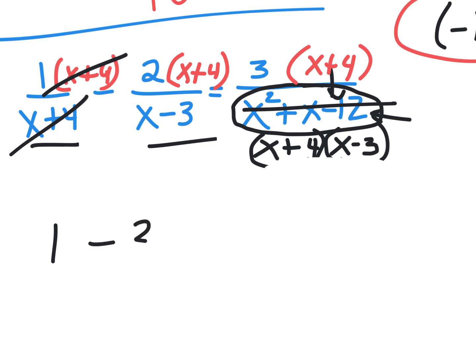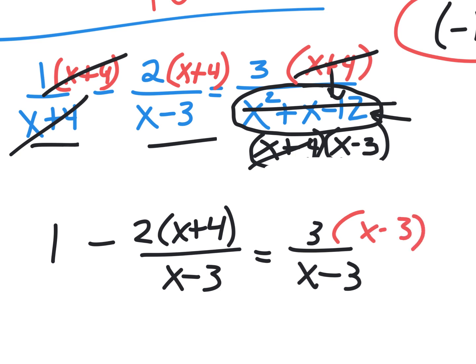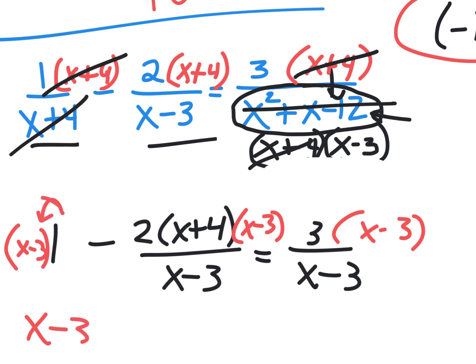1 minus 2 parentheses x plus 4. Should I multiply it out? Well, I could. I don't have to yet. Equals, and then this canceled this, so it's 3 over x minus 3. Now I'm going to multiply by the x minus 3 everywhere. And I'm left with x minus 3, because 1 times it, it just keeps it the same. And this cancels this. And now maybe is a good time to multiply -2 by both of them.